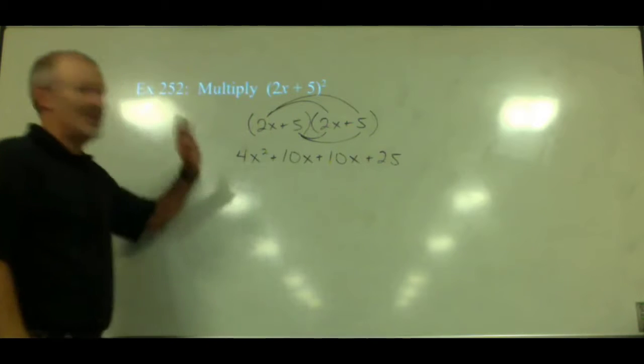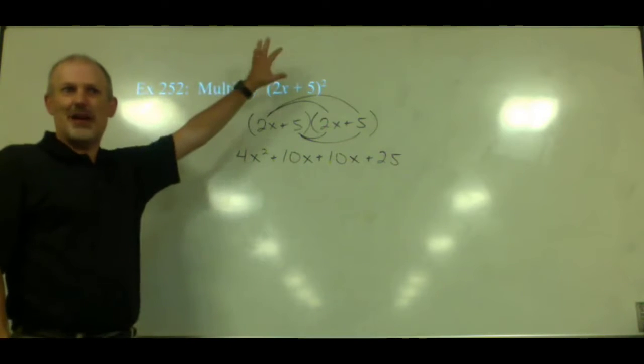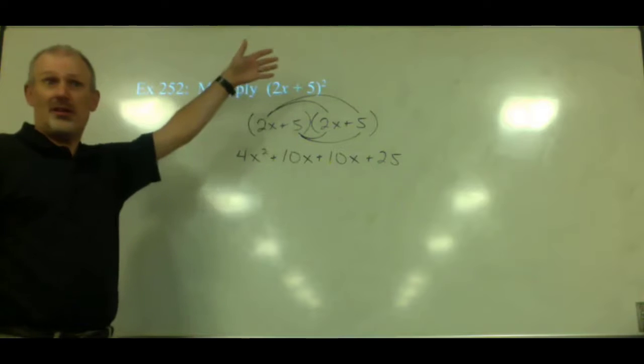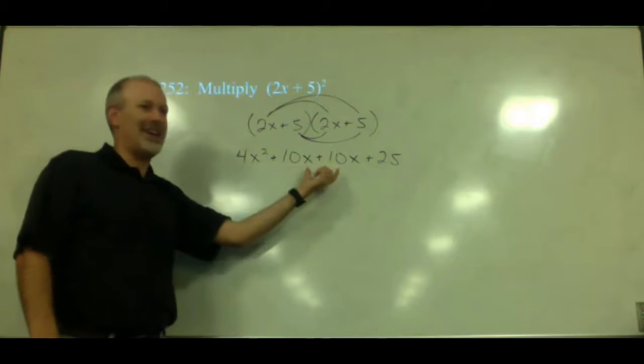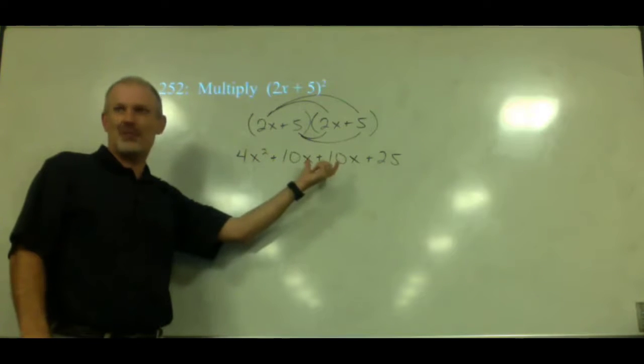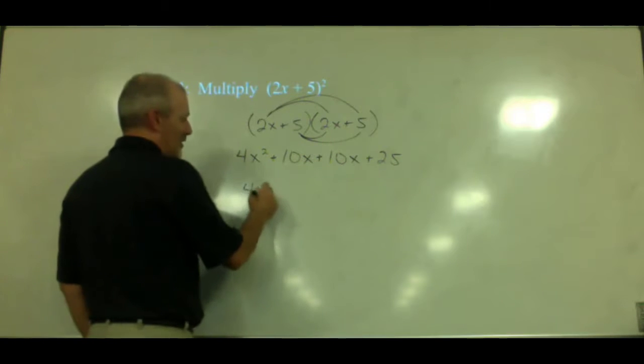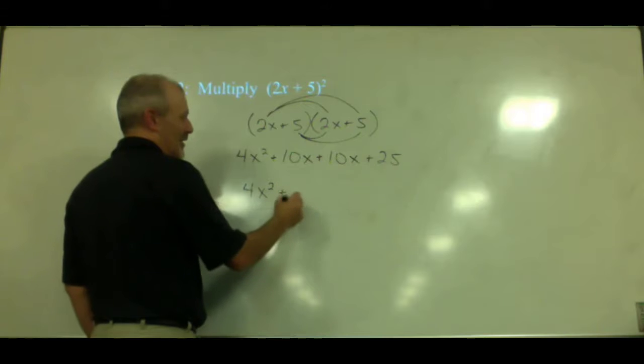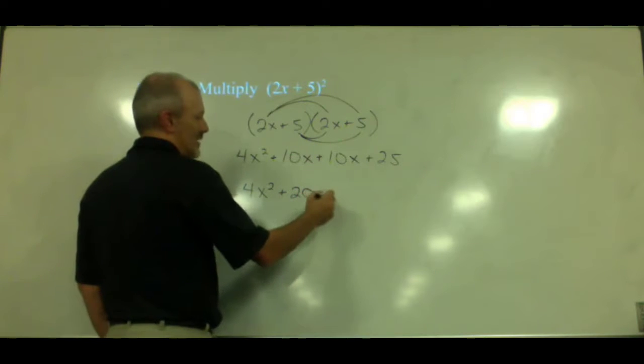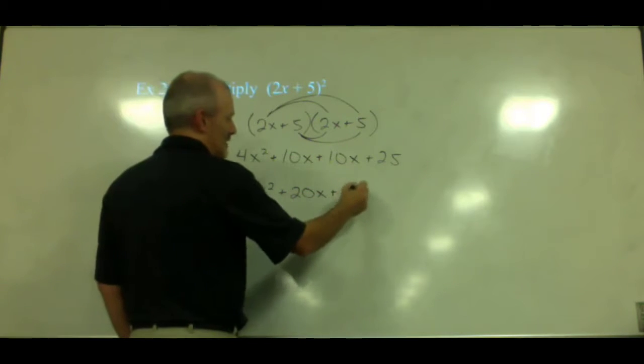Now notice the difference here. This is again a special pattern because it's a binomial that is squared. Notice in the middle, they're not canceling out this time, but they're still going to be the same, so they'll just add together. So what do we get? 4x squared plus 20x, and then plus 25.